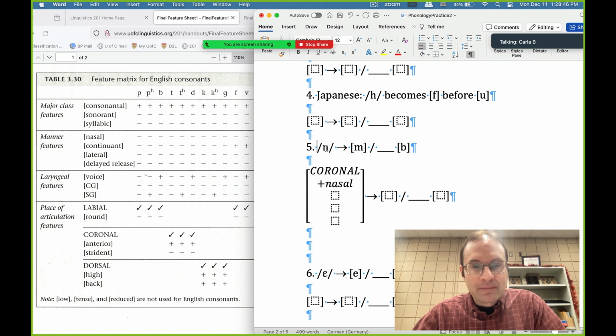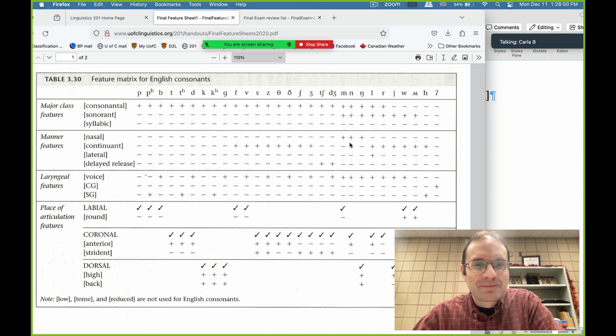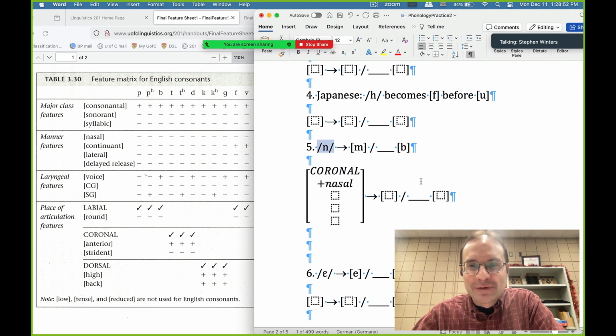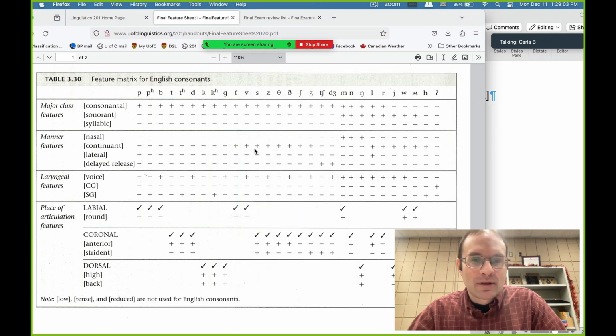Is there a maximum number of features that you want us to put on that rule? No, there's a minimum number of features I want you to put, which is the smallest number it takes to distinguish that consonant or segment from everything else. And in this case, we can basically do it with two. Okay, perfect. Thank you.